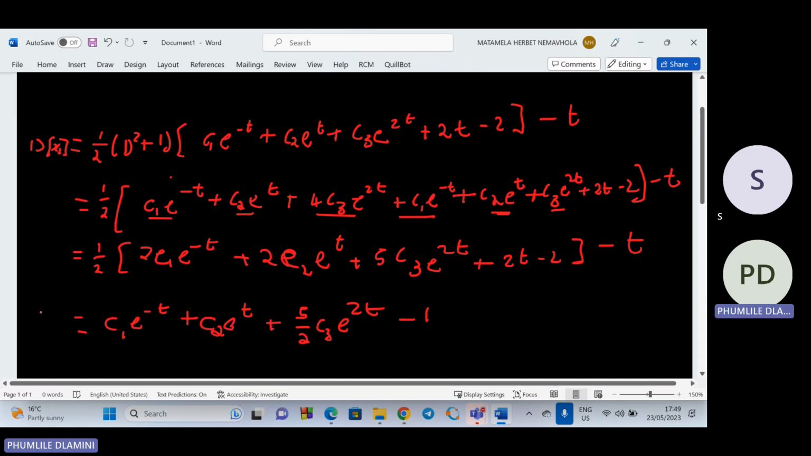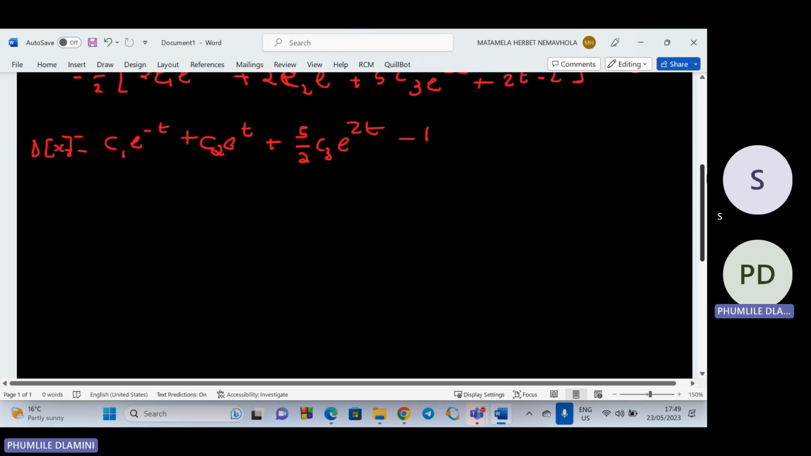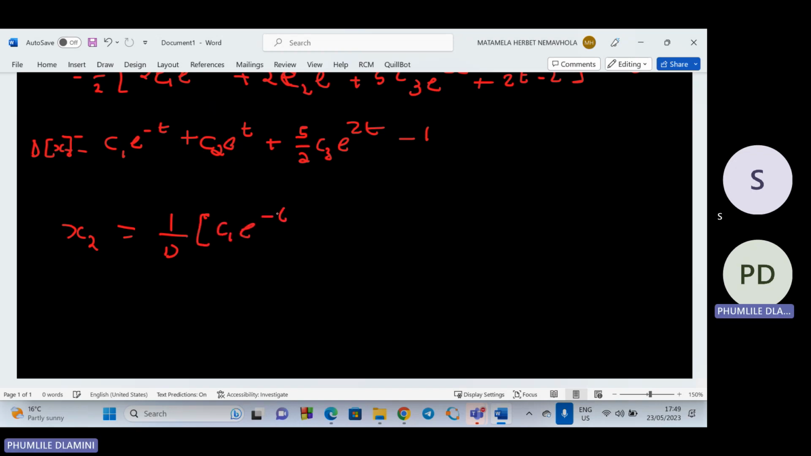So remember, this is our D of x1, x2. So in order to continue with this equation, our x2 is going to be equal to 1/D of C1 e to the power negative t plus C2 e to the power t plus 5/2 e to the power 2t minus 1.